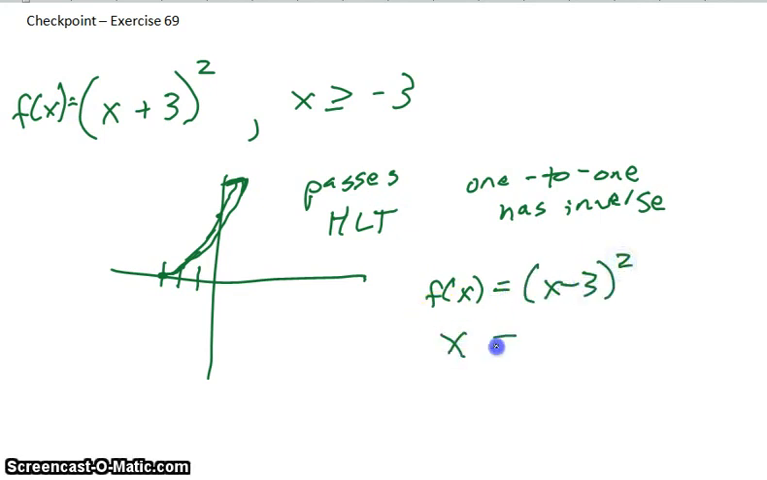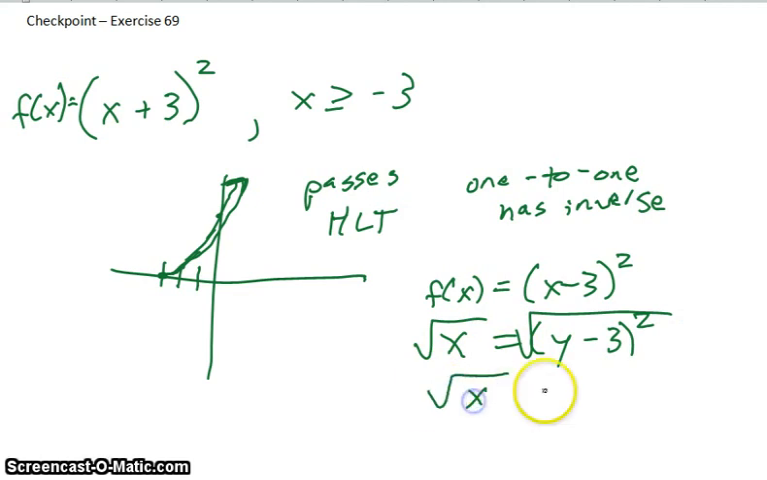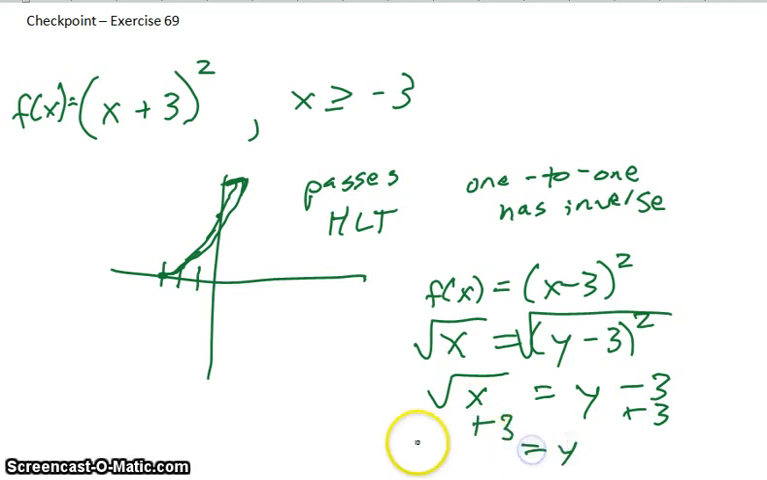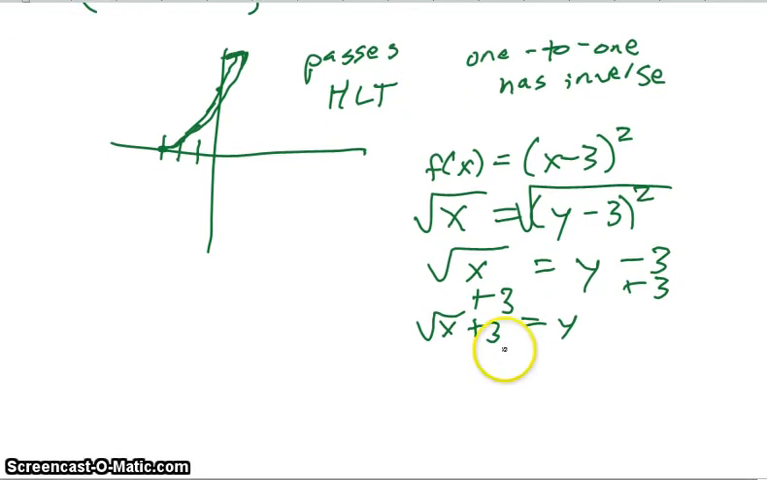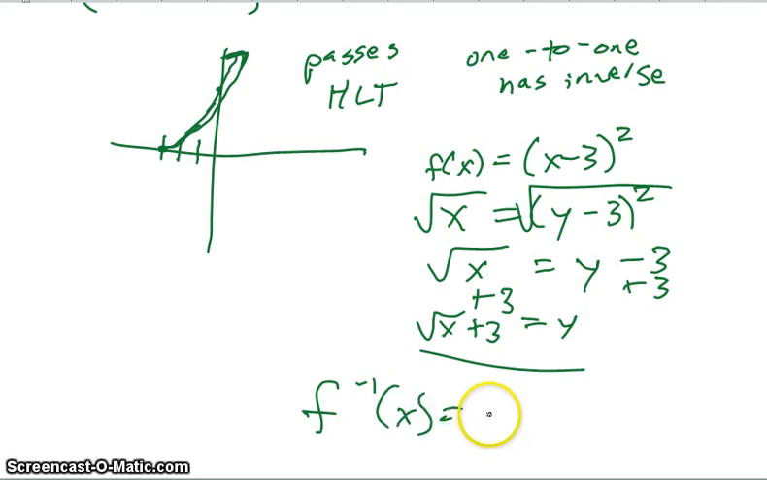is I replace x and y. And the way that I do this now is I solve it for y. So I take the square root of both sides. I get the square root of x equals y minus 3. If I add 3 to both sides, I get y equals the square root of x plus 3. And there is my inverse function. So the inverse is equal to the square root of x plus 3.